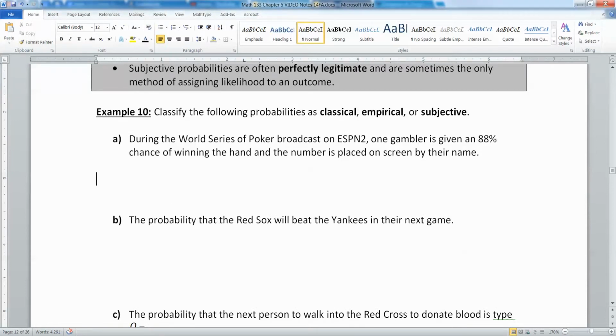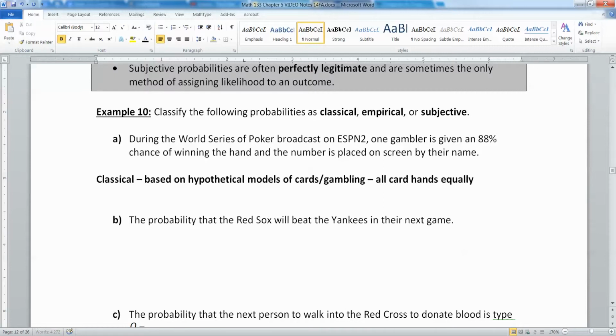They have a computer basically that sits there and knows, oh, he pulled up a 7 and an 8 of diamonds. That means this is his chance of winning, or her chance of winning. So it's a classical probability. It's totally based on cards, gambling, everything equally likely. All card hands equally likely, right?